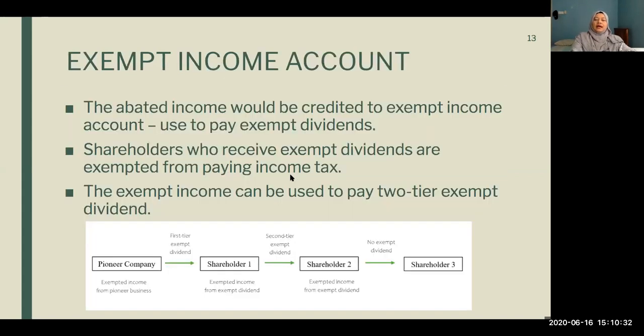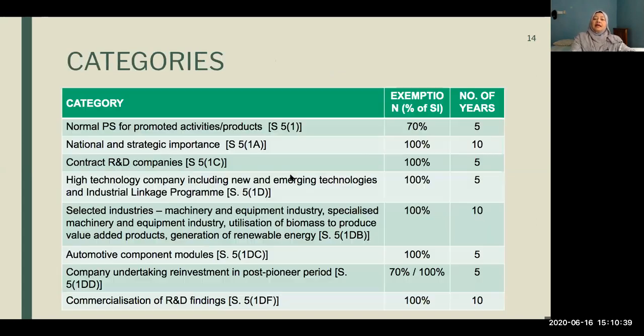Okay. So as I mentioned earlier, under pioneer status, the rate is 70% of your SI. But there are other incentives. For example, for normal pioneer status, for a promoted activity or product, the rate is 70% of SI for a 5-year period. But if the company is involved in any national and strategic importance activity or products, the SI exemption or abatement is 100%.